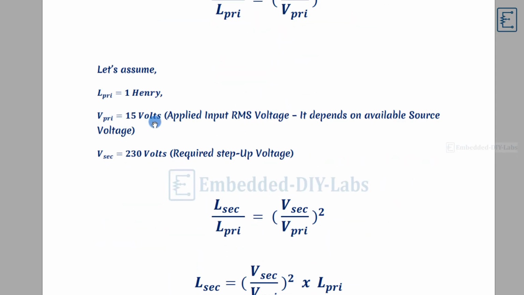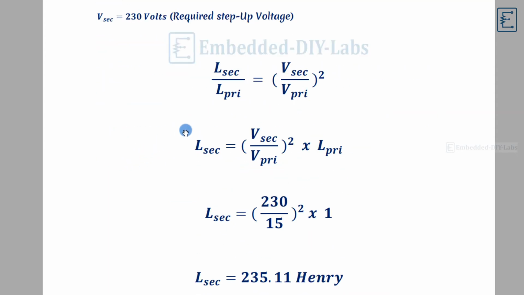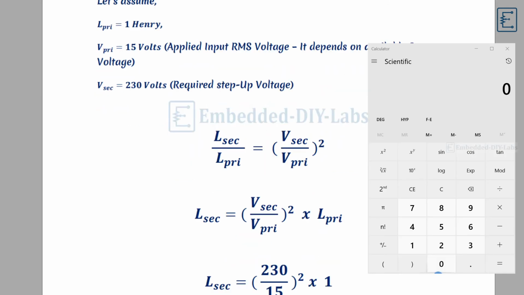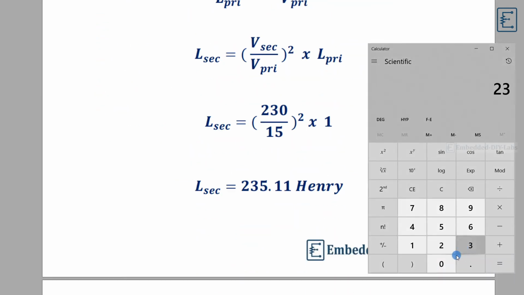In this, let's assume primary inductance as 1 Henry, primary voltage as 15 volts, and the required step up voltage is 230 volts. Applying in the inductance ratio formula, we will get (230/15)² × 1, which is equal to 235.11 Henry.